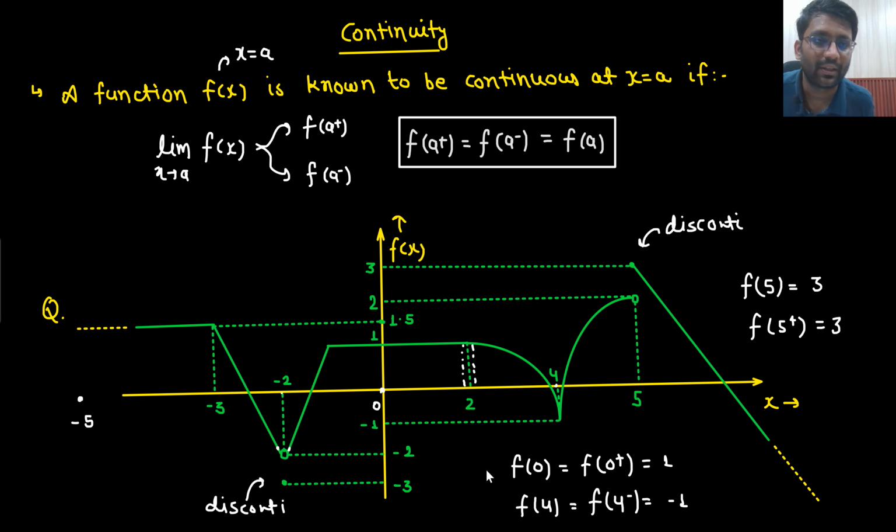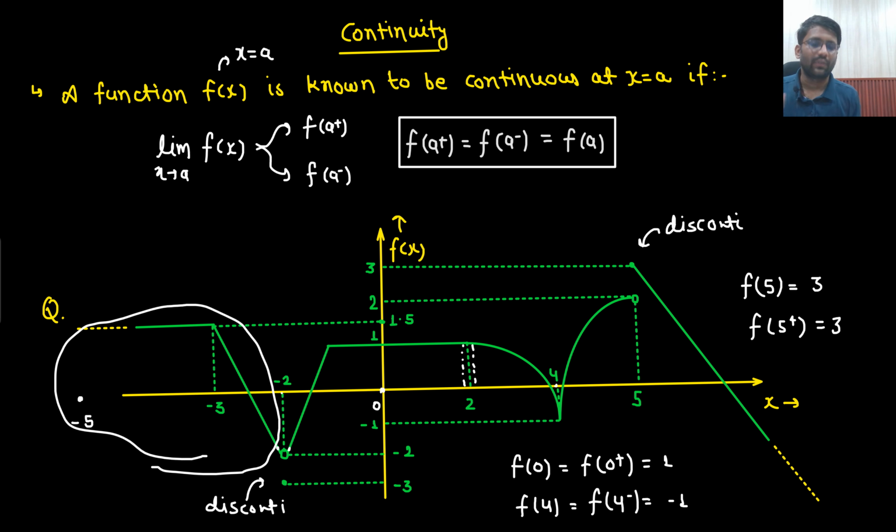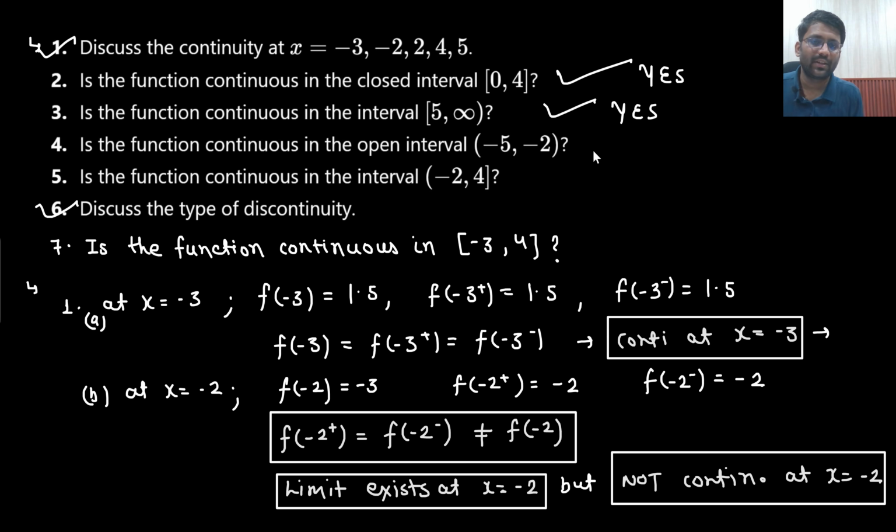Sir, at -2 it is breaking. So what? If it is breaking at -2, no need to care about it, because I don't care about the -2 value. I just care about just before -2. Yes, sir, everywhere the graph is continuous. So yes, sir, it is continuous. Answer is yes.